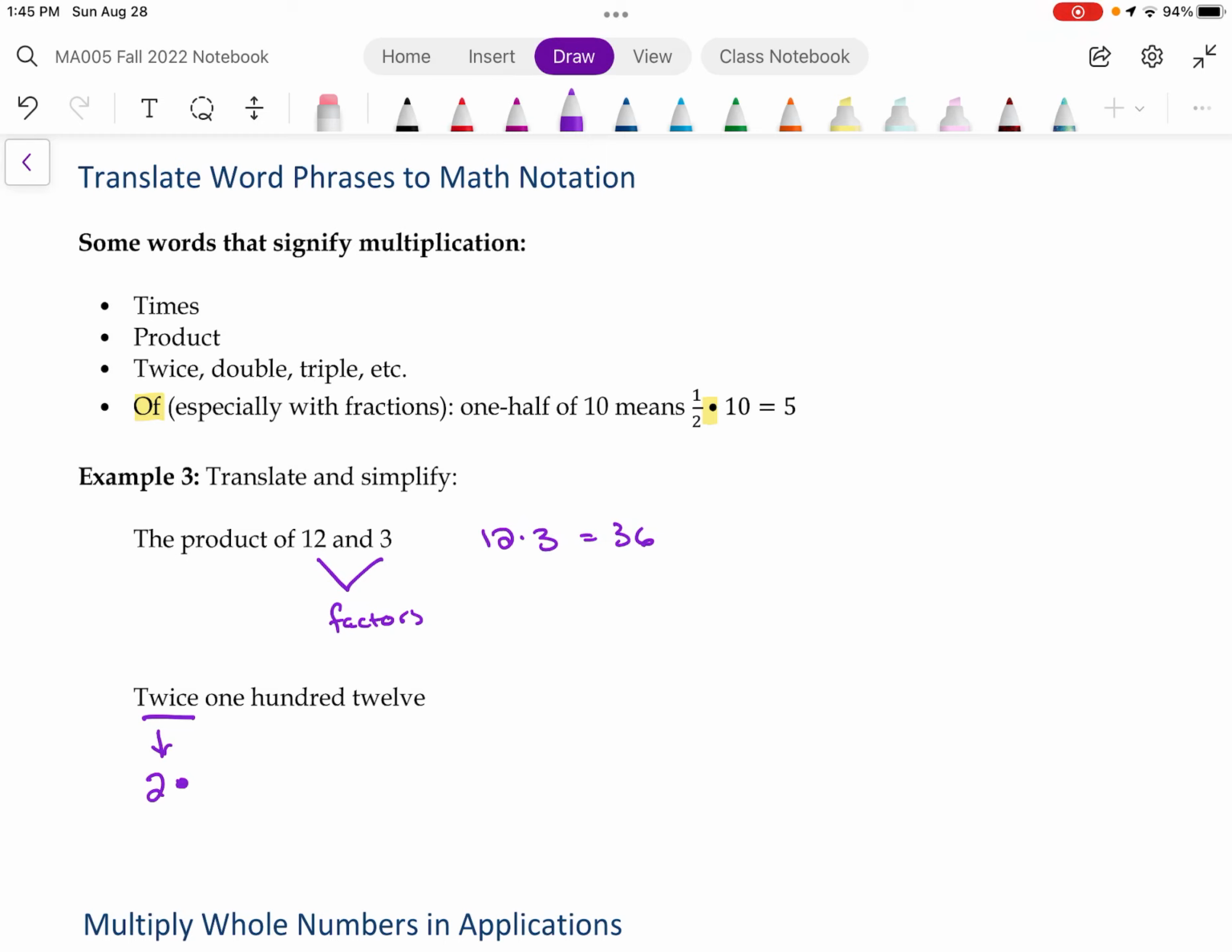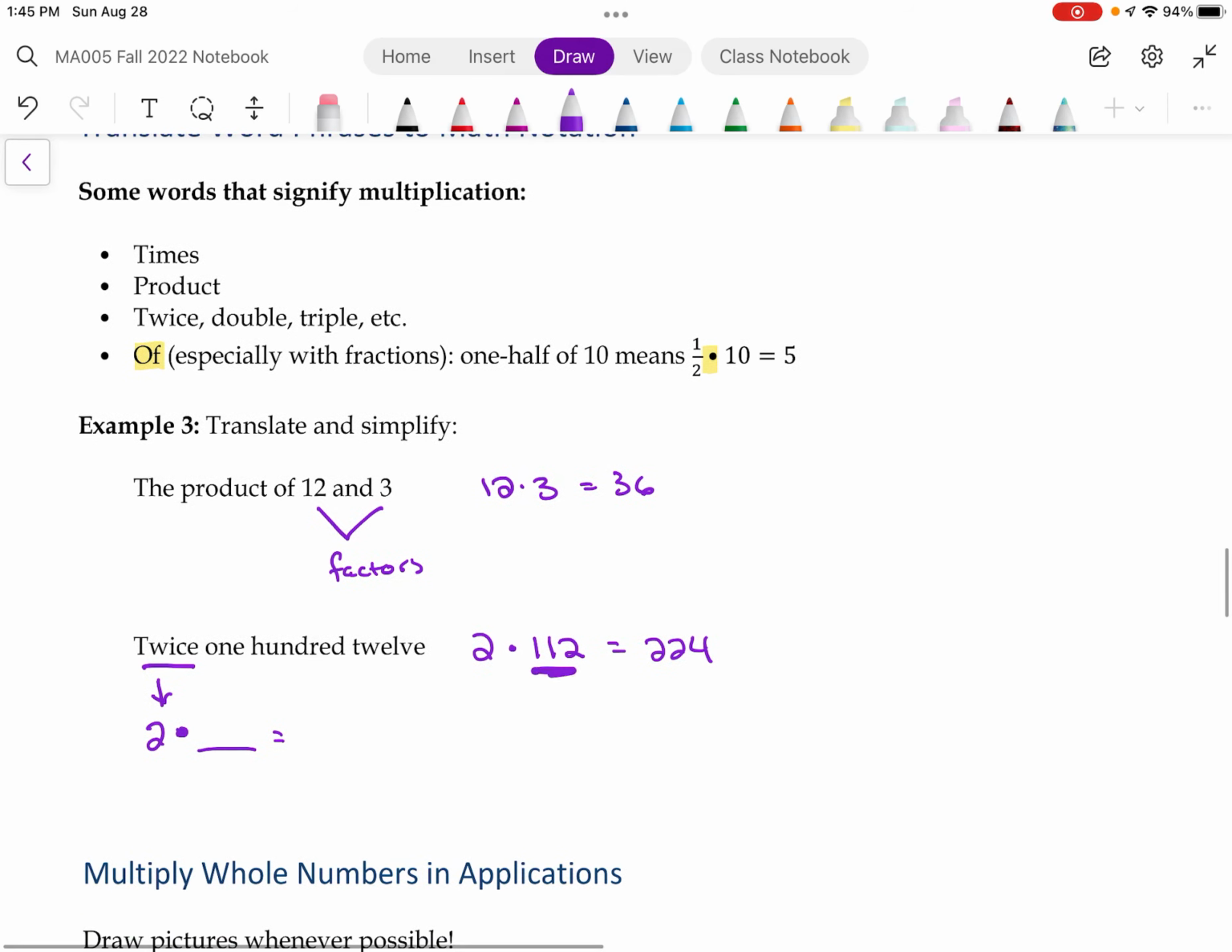Twice 112, so that means twice means 2 times something equals, right? So we're going to say 2 times 112, and that's going to be 224. Okay, so notice since all these numbers are less than 5, you just double each one, double each digit, I should say digit, not number. So each digit in 112 is less than 5, so I say times 2, I can just say 224.